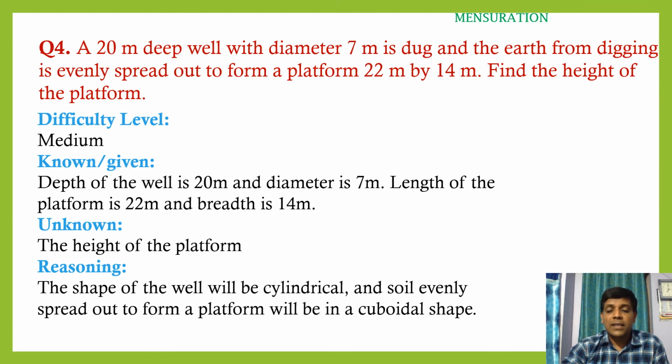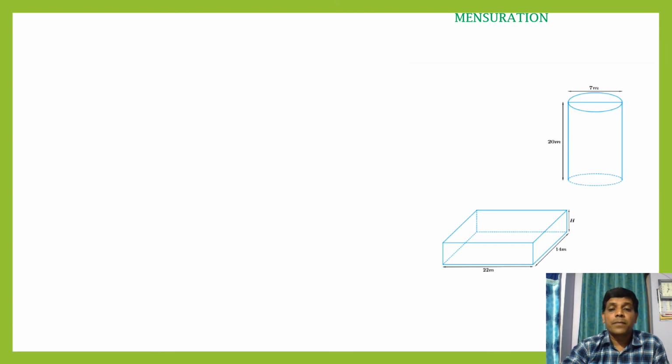So write down the formula. These two are the given shapes. This is the cylindrical well, and this is the platform. The platform contains the soil. The length and breadth of the soil are given, and we have to find the height of the soil. The depth or height of the cylinder and the diameter of the cylinder are given. Okay, write down the data.